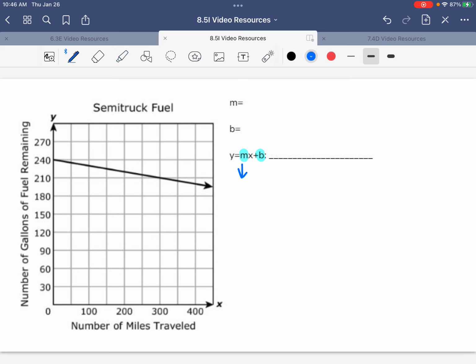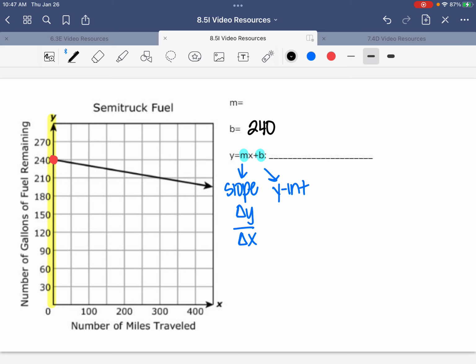So slope, remember, is the change in y compared to the change in x. And our b, our y-intercept, is where that crosses the y-axis. So that's going to be the easiest thing to find on our graph right now. So I'm going to go to my y-axis, which is the straight up and down vertical one, and I'm going to find where this line crosses that y-axis. It crosses right there at 240. So my y-intercept is 240.